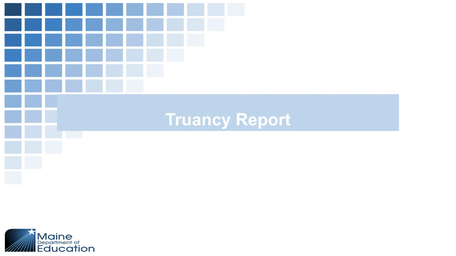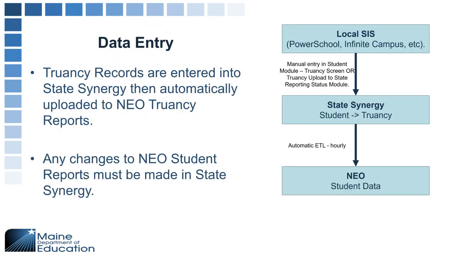And finally, the truancy report. Once again, this is uploaded through your local student information system into State Synergy, and then there's an automatic ETL that uploads into NEO on an hourly basis. Any data that is entered through Synergy will be reflected in the truancy reports. Any changes that need to be made to any truancy reports within NEO need to happen in Synergy, and then you'll have to wait for that hourly ETL in order to see that data reflected in the NEO reports.